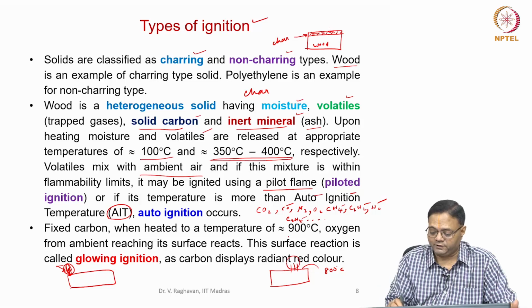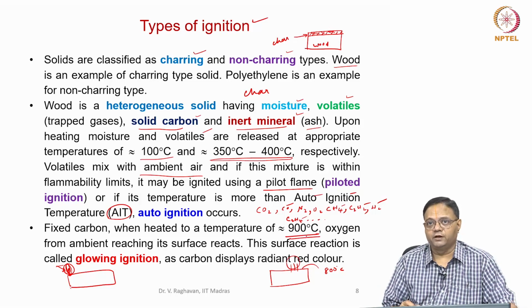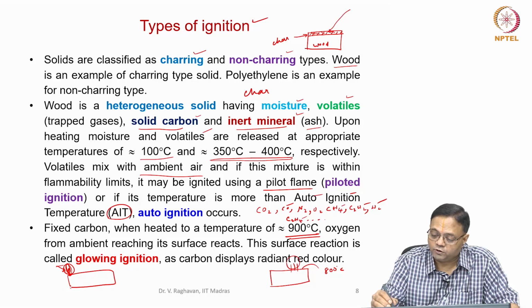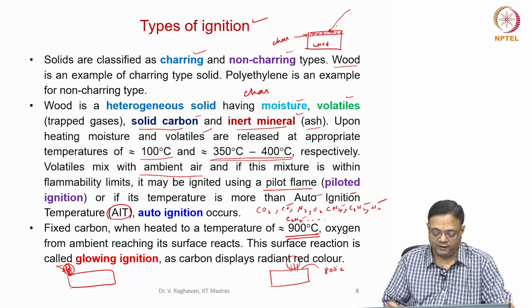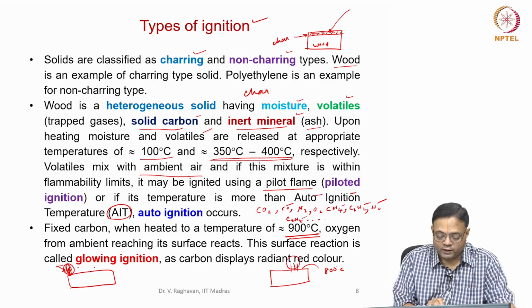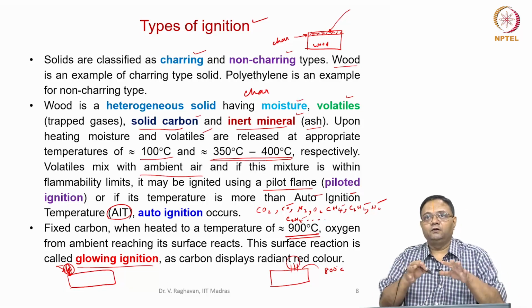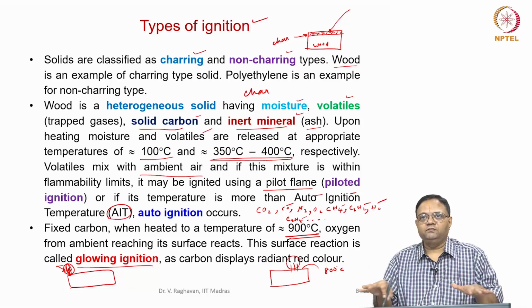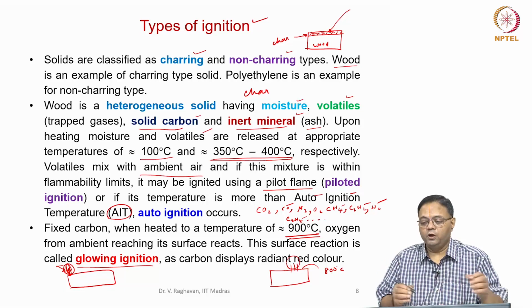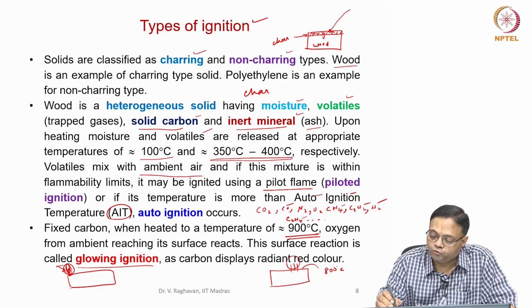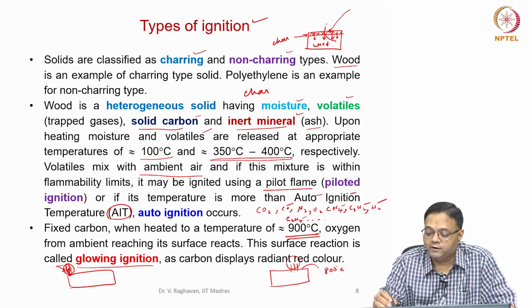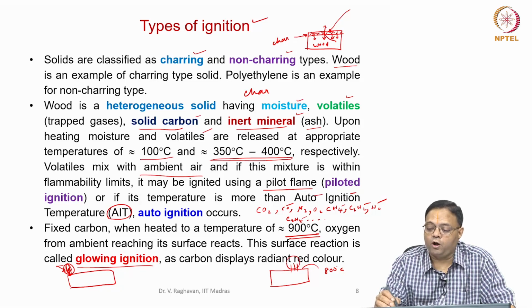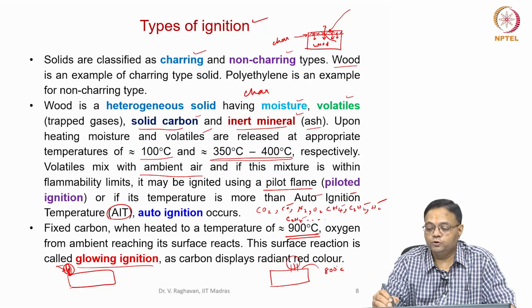If it increases to a temperature around 900 degrees centigrade, 850, 900 etc., then oxygen from the ambient can come to the surface and a surface reaction can take place, which is actually indicated by a glowing ignition or a radiant red color surface. A hot surface which is red in color will be visible. Now, this will also heat up the raw wood which is present beneath this char layer, and volatiles can be released. These volatiles passing through a hot char layer will be at a high temperature, then the mixture which is formed will auto ignite.